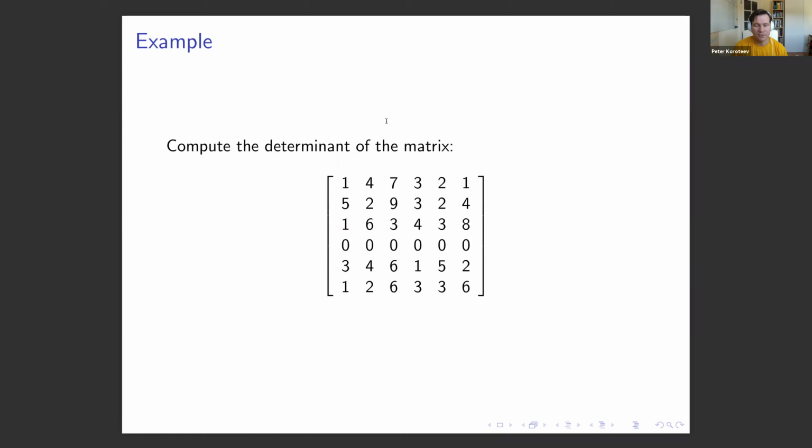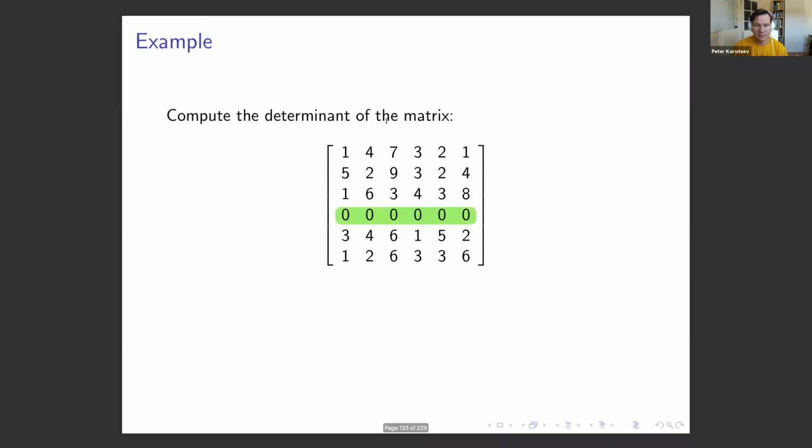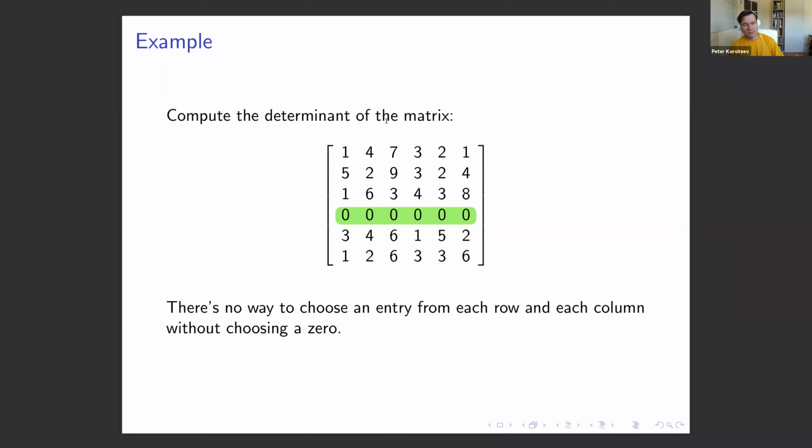Okay, now obviously the complexity of these operations increases with the size of the matrix. So the determinant of this 6x6 matrix could look a bit complicated. However, observe that there is this row which consists of all zeros. So if you remember the definition, there is no way to choose an entry from each row and each column without choosing a zero. So every product in this big sum will necessarily contain a zero. So every term in the determinant simply vanishes, and the whole determinant is equal to zero.